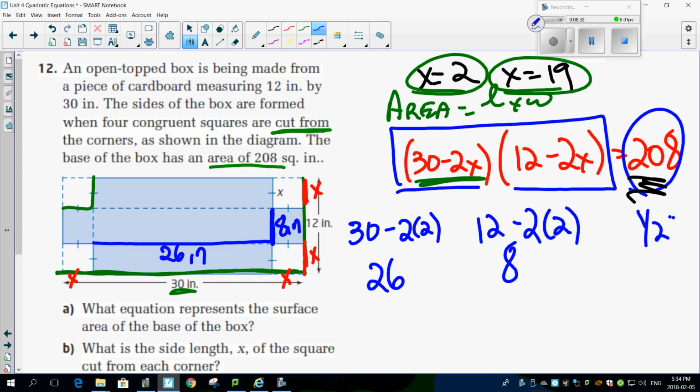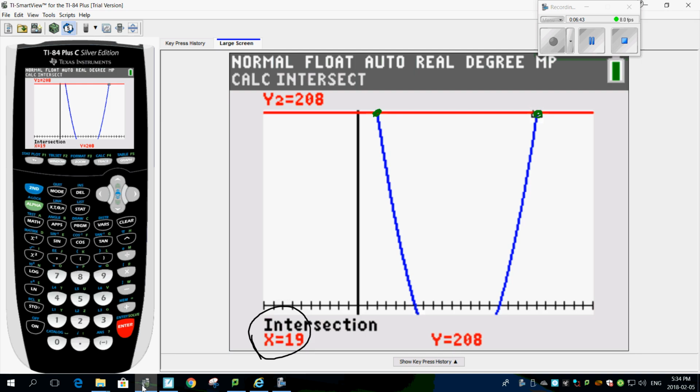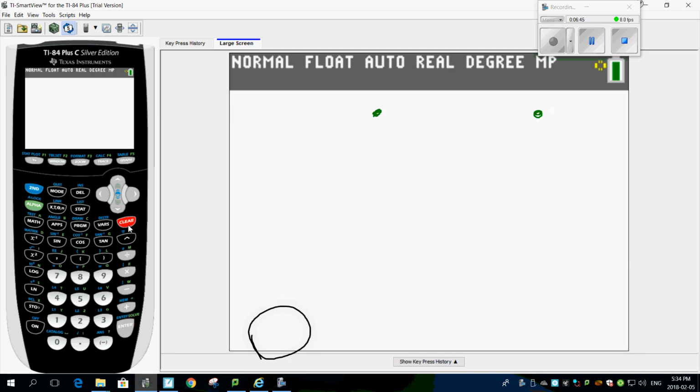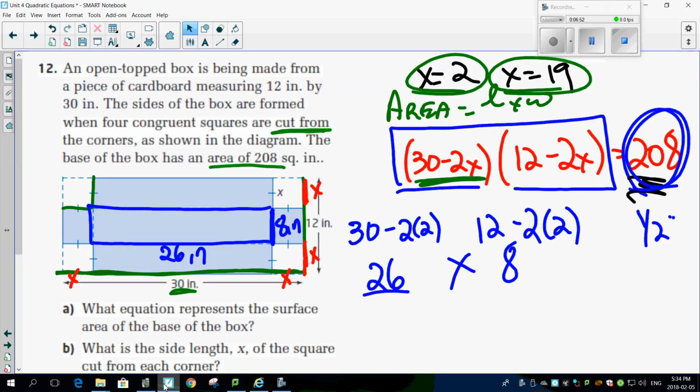So if you're trying to figure out the area at the bottom of the box, that's easy. 26 times 8, that better give us 208, or we're in a heck of a mess. So 26, clear, clear, clear. 26 times 8, and we get 208. So we know we've done this right. What a beautiful question in terms of designing a box. Awesome, awesome, awesome.